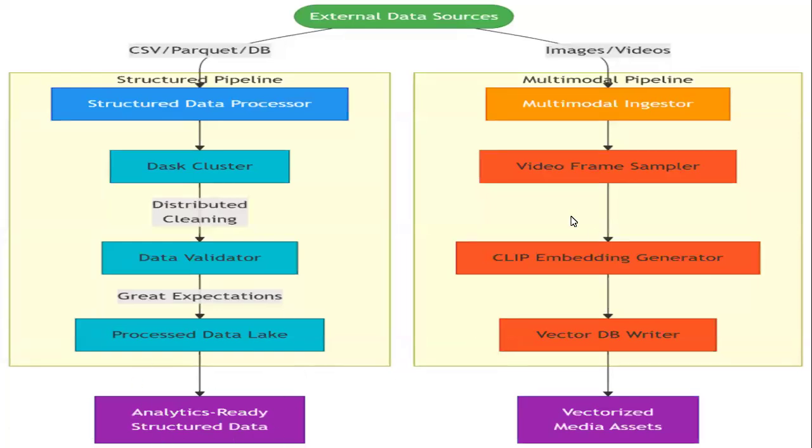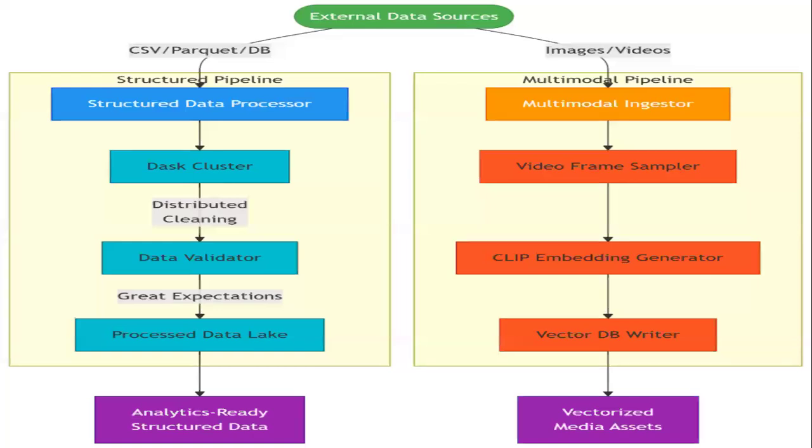Here you can see the left side and right side also, if the data is in image or video format. So video frame sampler, CLIP embedding: we generate the embedding of each image, and the image and video embedded data we can store in a vector database. And with the help of the vector database, we can vectorize media and access the data. It is convenient and easy to access the vectorized data.